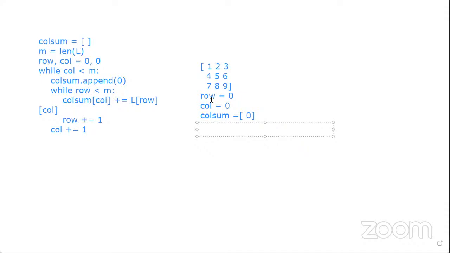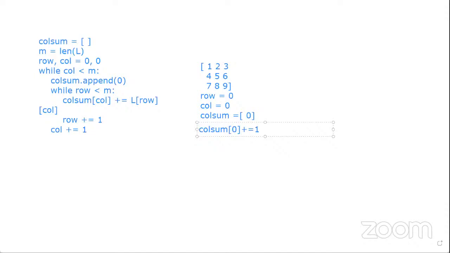So while row is less than m, colsum of 0, the 0th element, is 0 right here. It will be equal to L of row of col, which basically means initially row equals 0, col equals 0. So it will be 1. L of 0 will be equal to 1. Basically colsum of 0 will be incremented to 1. Am I making sense?